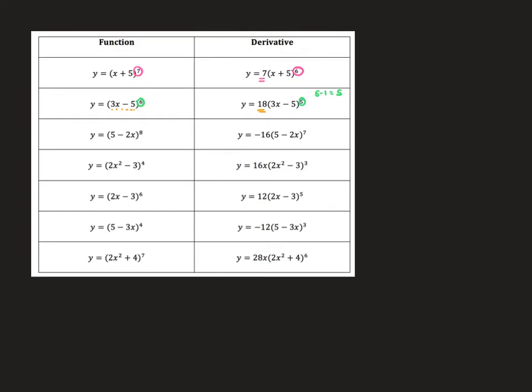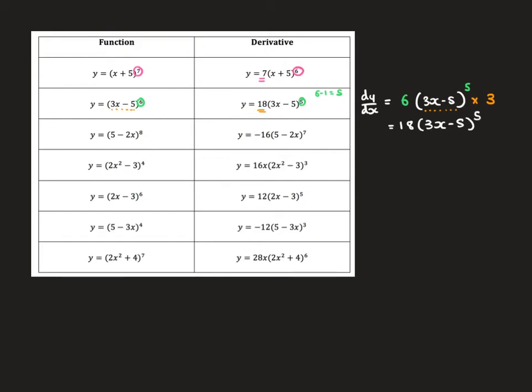So if we were looking at finding dy by dx, we multiply by the 6, we reduce the power by 1, which gives us a power 5, but we then multiply by the derivative of this inner function, and if we differentiate 3x minus 5, this gives us 3. And this then simplifies to give us 18 (3x minus 5) to the power of 5.